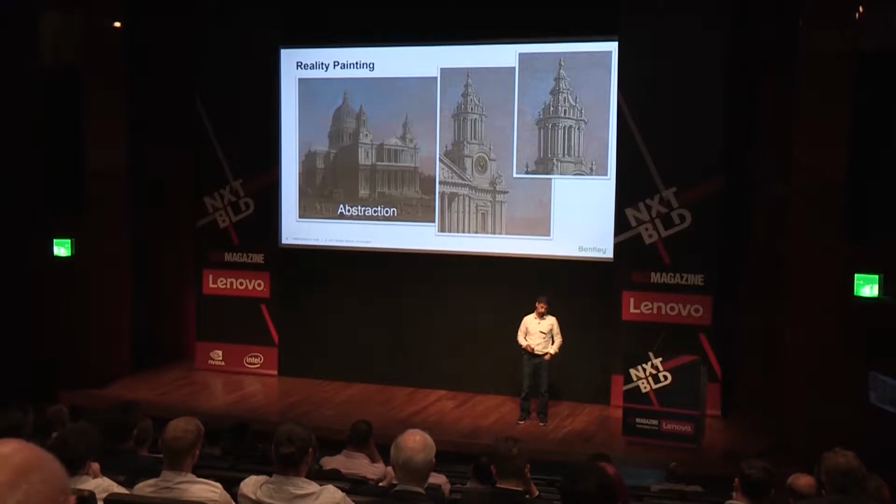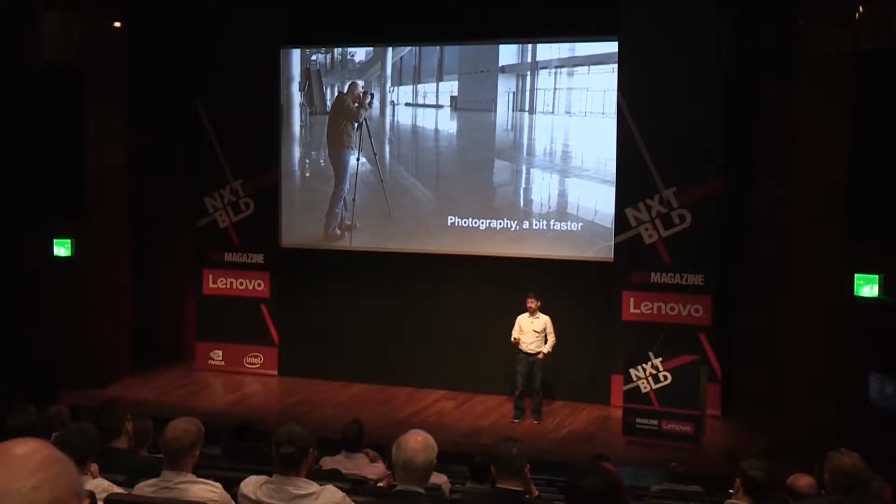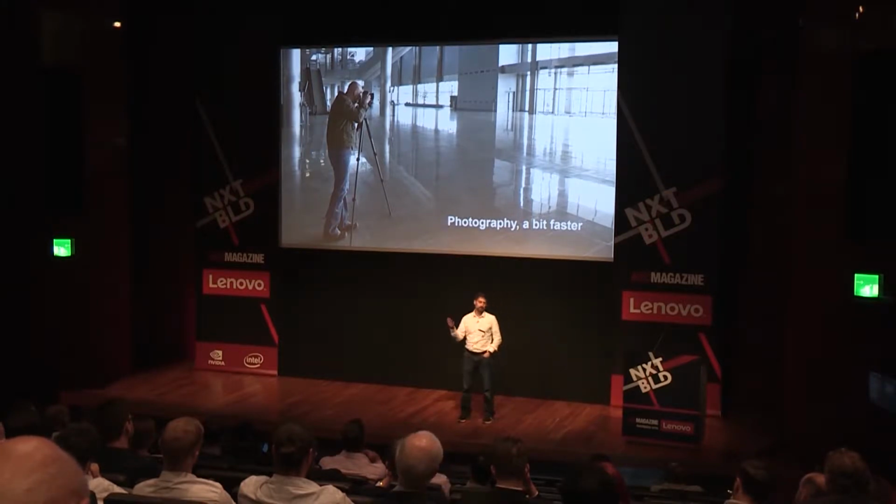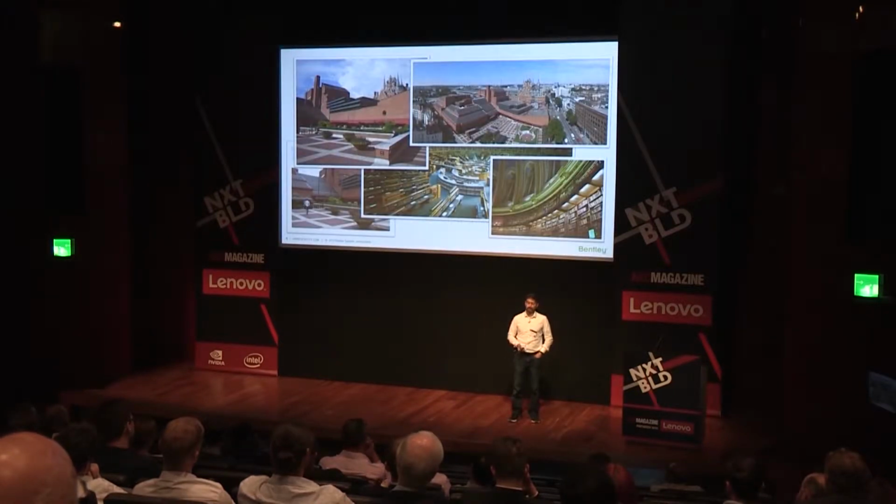Canaletto did a pretty good job, but I don't think he was thinking of managing infrastructure when he painted that, and it's not a very efficient way of doing it. And photography, of course, is a bit faster, and we've been doing that for a long time, using photographs to help us understand what a space is like, what a structure is like remotely, but it's two-dimensional.